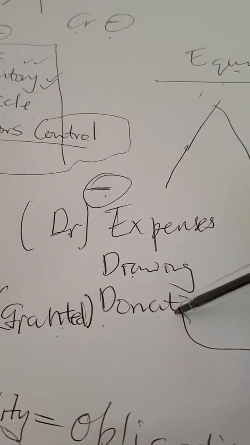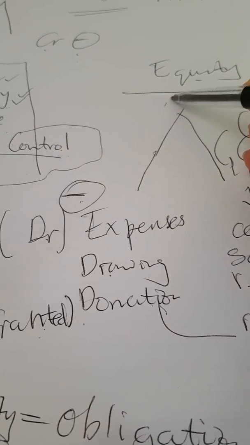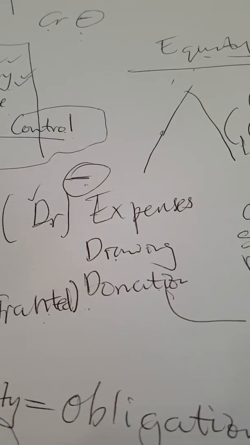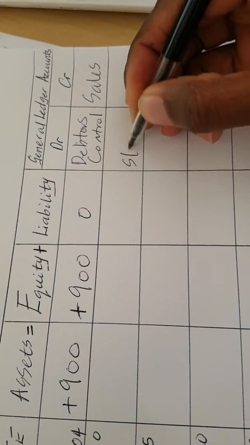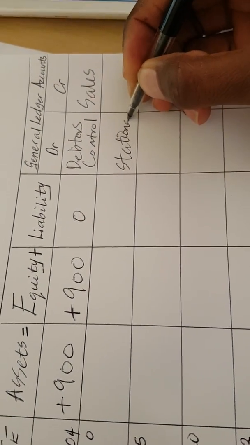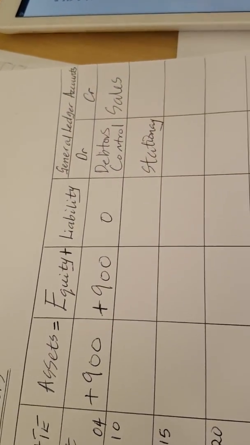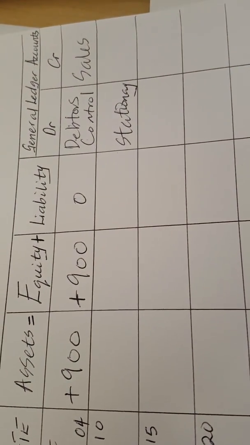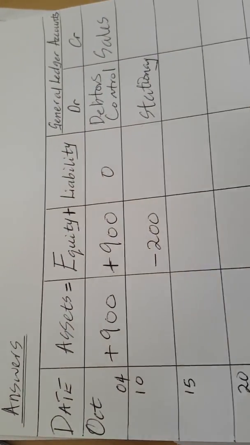And what did I say about the expense? I say the expenses, they affect equity negatively. They affect equity negatively. As such, they should always be debited. So if stationery is an example of expense, let's debit stationery here. Come here and say stationery. Okay, and then this stationery, why did I debit? It is because it's going to affect the equity of the business by minus 200. So equity will be affected by minus 200.